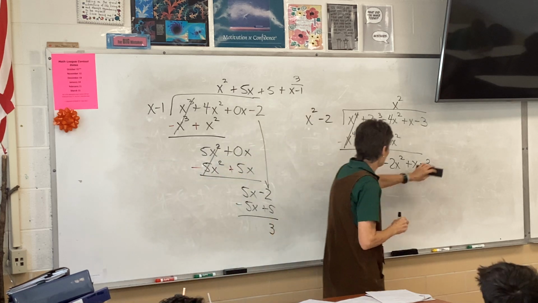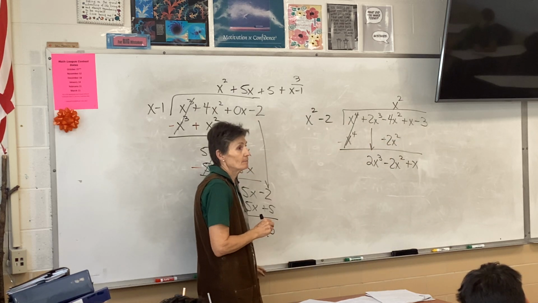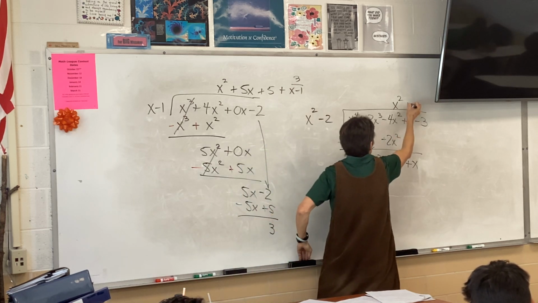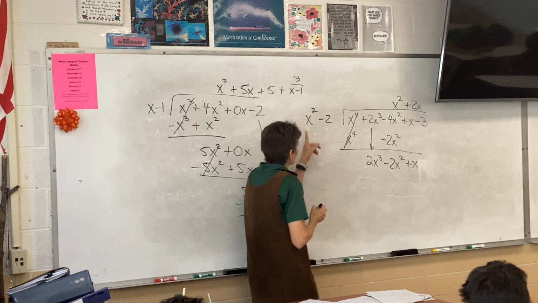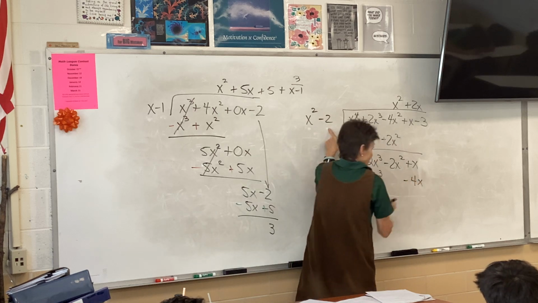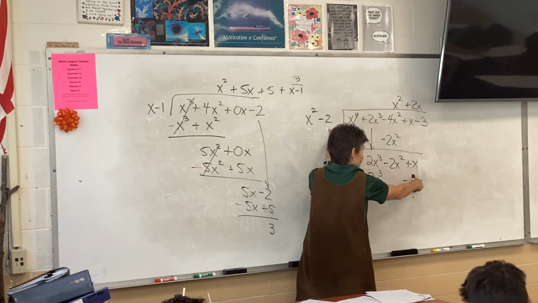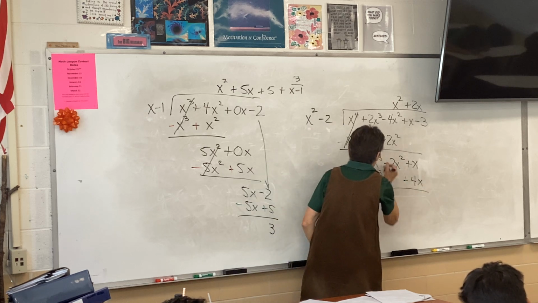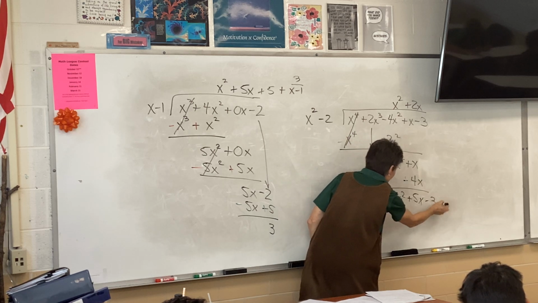You don't need to bring this down if you don't want to. Are you with me? So now we start over. Okay, I got x squared. I need a 2x cubed. 2x. So I get my 2x cubed. But now I have minus 4x. Don't put it here, because you can't add those. Put it here. So negative 2x squared plus 5x minus 3.